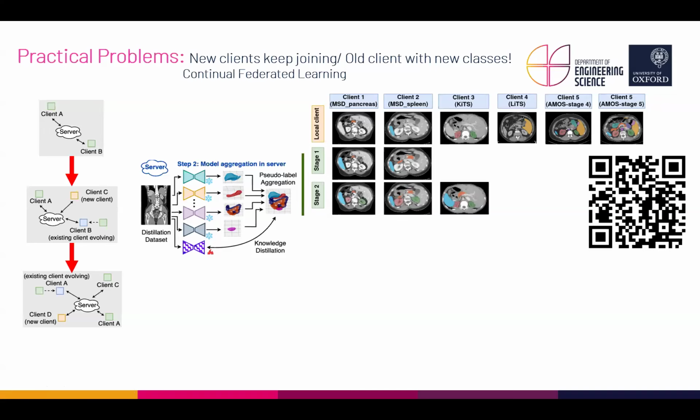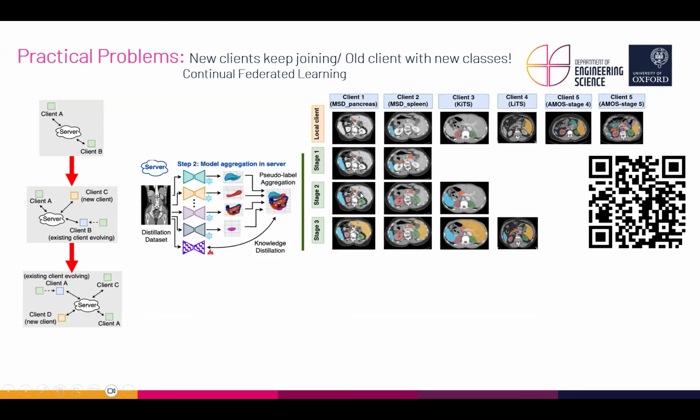Now, a new client joins in. This new client, KiTS, has expertise in kidney segmentation. So you can see there are kidney segmentations done here. Now we are trying to learn this new skill from this new client while preserving the information that we learned from clients 1 and 2. So now we should be able to segment kidney as well as preserve the information that we learned by segmenting spleen and pancreas.